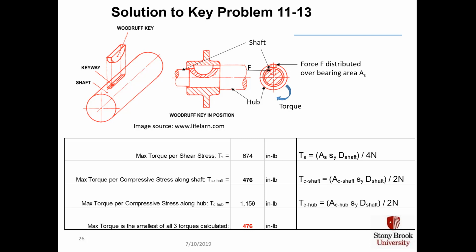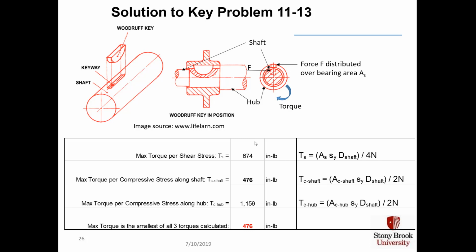For the torque in shear stress, it depends on A sub S, the shear area, we get 674 inch-pounds. And for the max torque due to compressive stress along the shaft, we get 476 inch-pounds, because that uses the compressive area that's in the shaft. When we calculate the max torque per the compressive stress along the hub, we get a different number. We get a much bigger number, 1159 inch-pounds, because AC of the hub is a bigger number than AC of the shaft, therefore it can handle more torque.